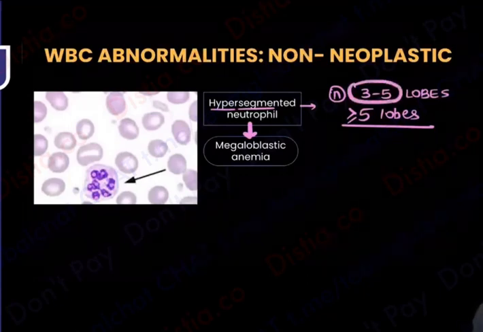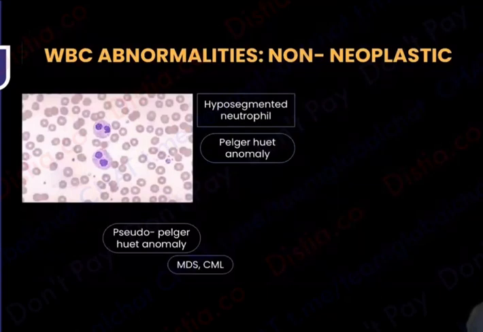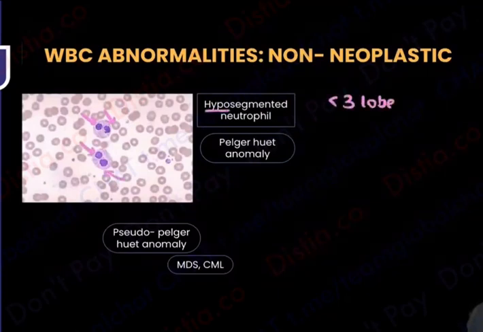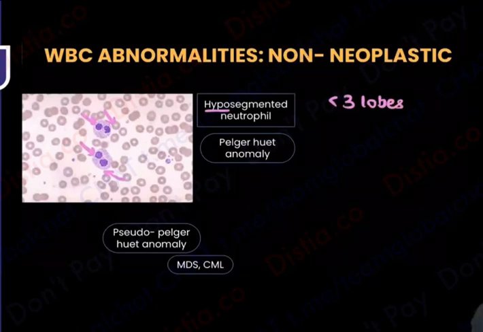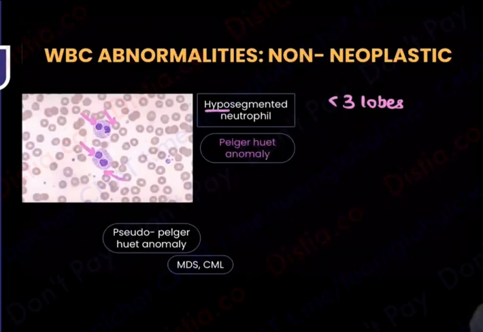Normal was 3 to 5. So anything above that is hyper, but if there are less than 3, it basically means 2 only. So can you see these neutrophils which have just 2 nuclei? Can I call them hyposegmented, basically less than 3 lobes, or you can say 2 lobes in simpler words? That is hyposegmented, and this is referred to as the Pelger-Hewitt anomaly.